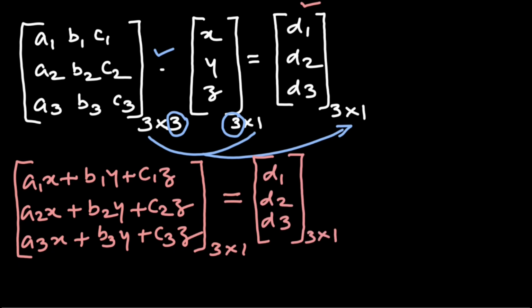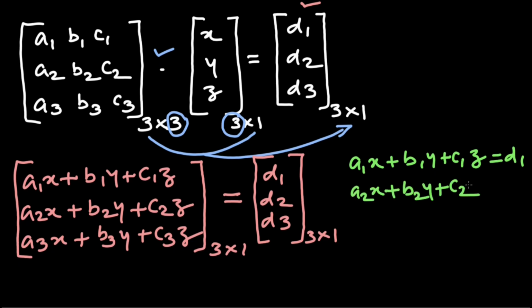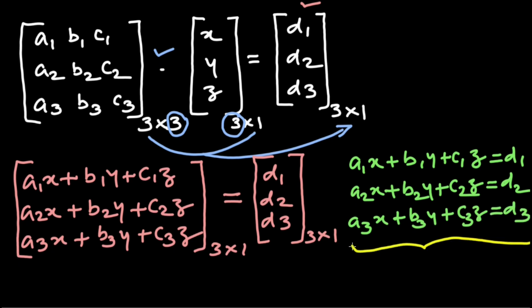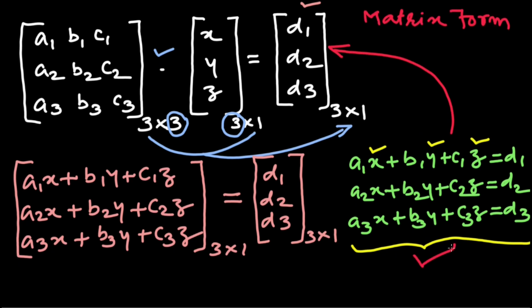Now, by equality of matrices, we can write a1x plus b1y plus c1z equals d1, then a2x plus b2y plus c2z equals d2, and a3x plus b3y plus c3z equals d3. But these are nothing but linear equations in three variables x, y, and z, and this is known as the matrix form of these linear equations in three variables.